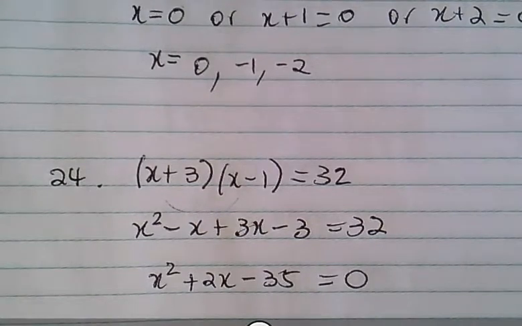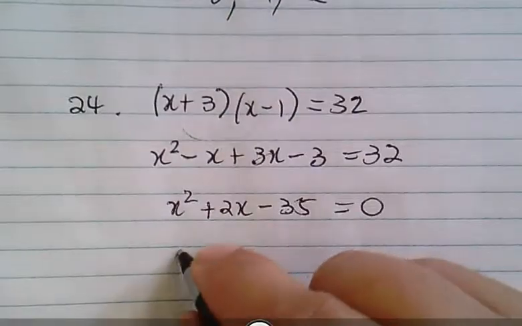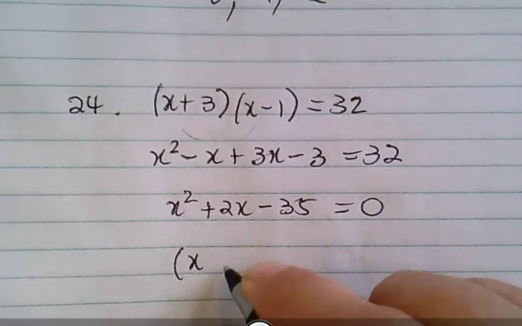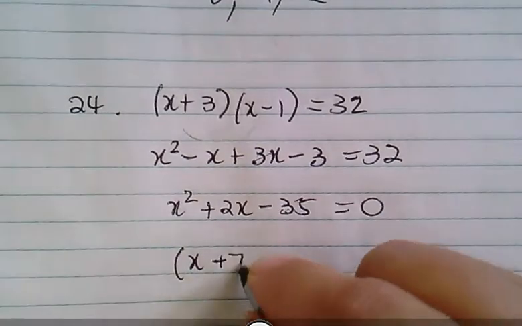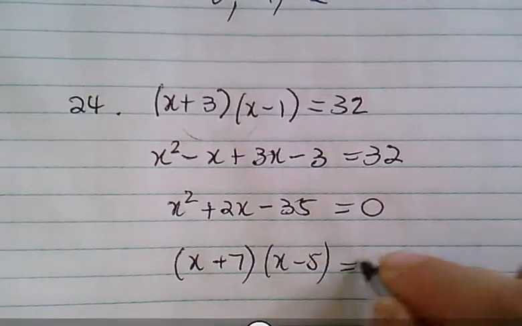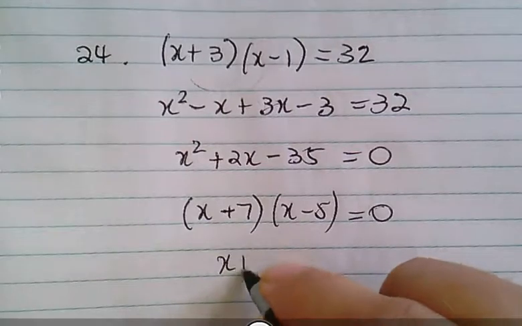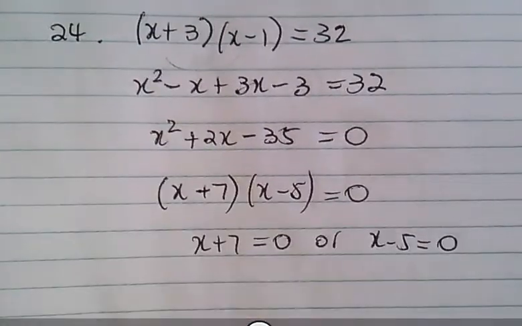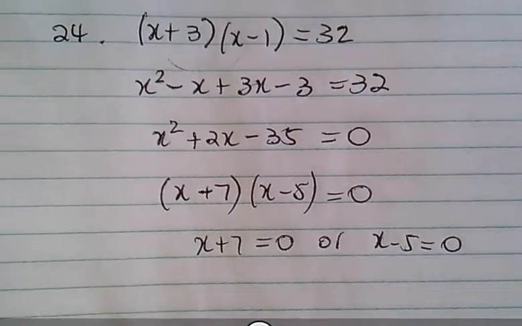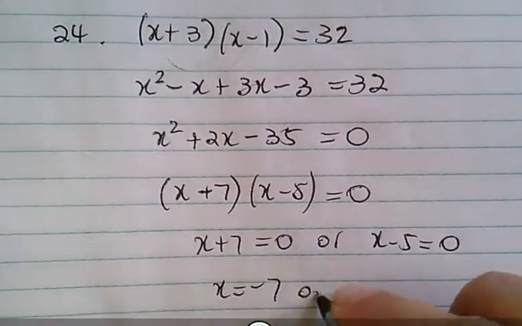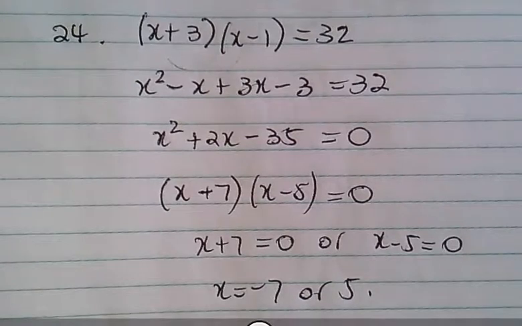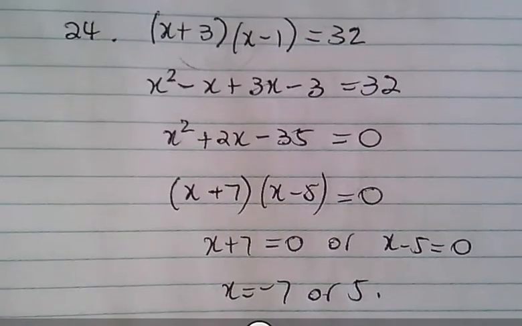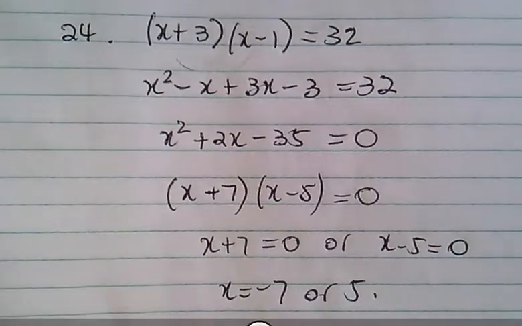Now I can factorize. So please don't attempt to solve a quadratic when you have a number on the right-hand side. And what have I got? x, it's going to be 7 and 5. x plus 7, x minus 5 is 0. Therefore, x plus 7 is 0, or x minus 5 is 0. So x is negative 7 or 5. And you can put a comma instead of or. Okay? Yes, negative 7 or 5.